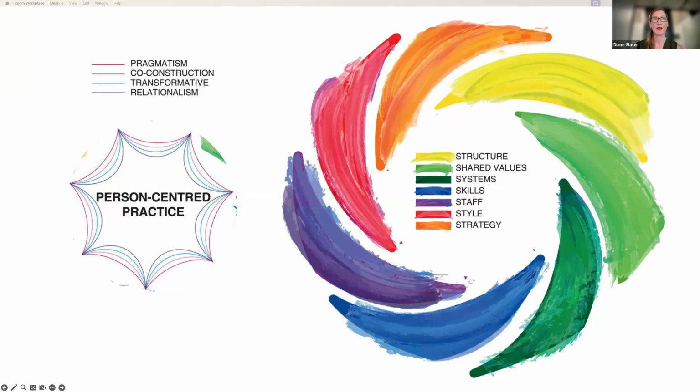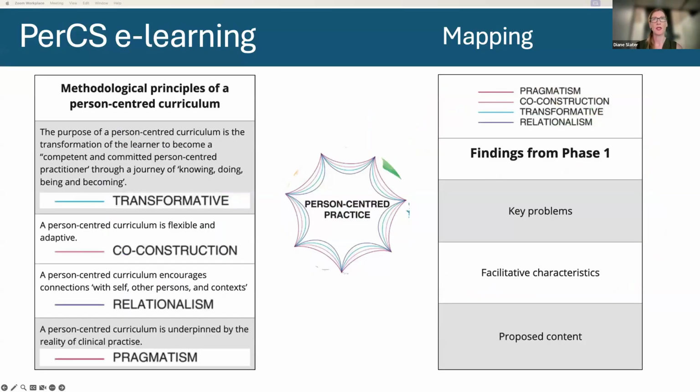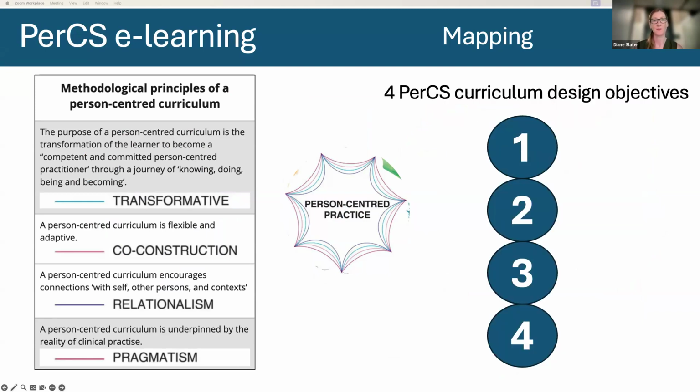At the initial stage, we needed to map the findings from phase 1. So that's the problems that I've already talked about. We also had some data sets around facilitative characteristics and content, and we needed to map those to the philosophical principles of the curriculum framework to see what this framework means to us in our context. We then came up with 4 curriculum design objectives.